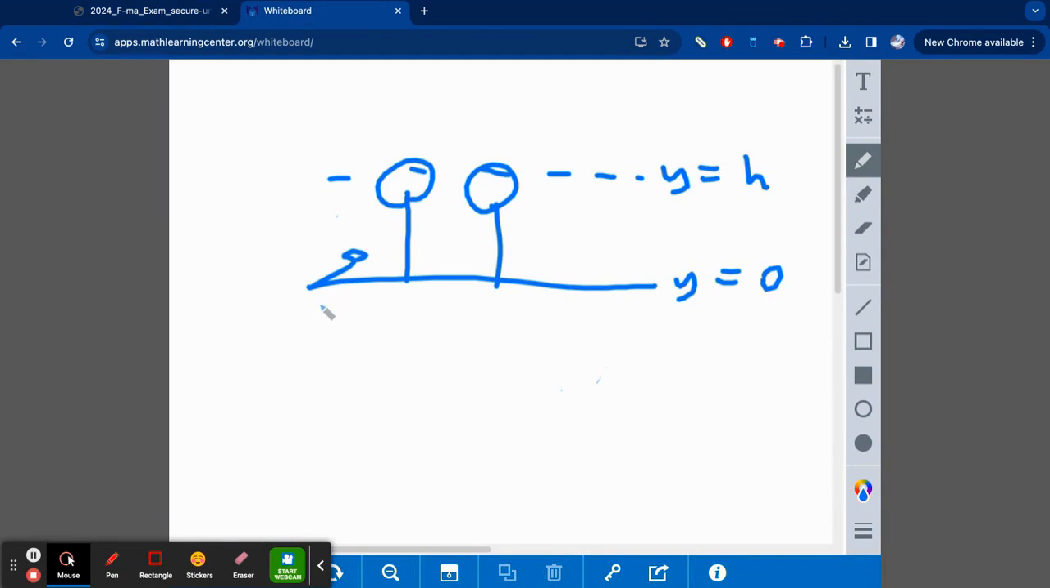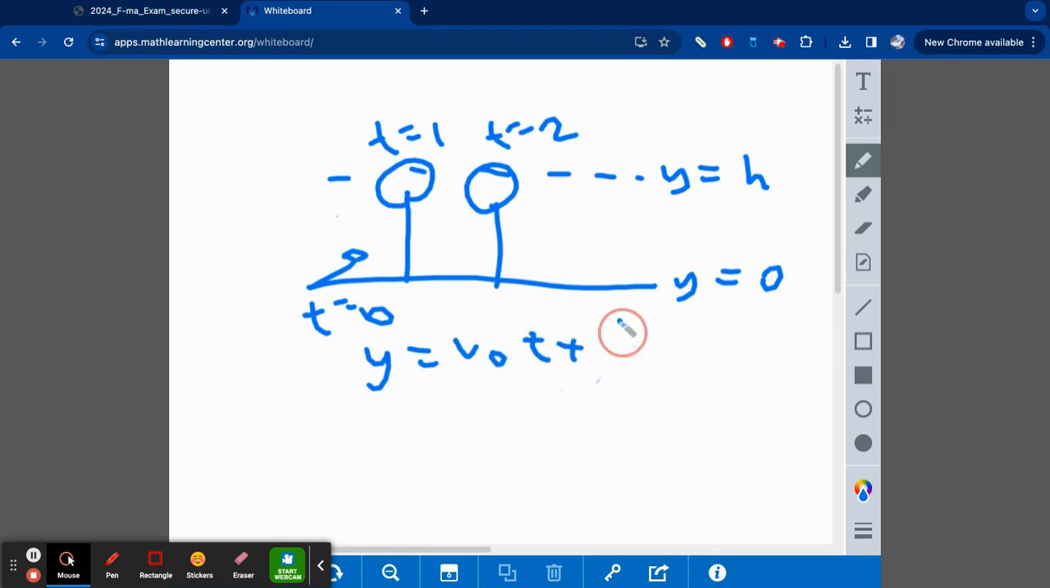Okay, so if we say that it's launched at t equals 0, then we can use the kinematics equation, y equals v0t plus 1/2 at squared. Since we have two unknowns, we don't know the initial y velocity, and we also don't know the value of h, we need two equations to solve for both of them. So we can plug in this equation for time t equals 1 and time t equals 2.